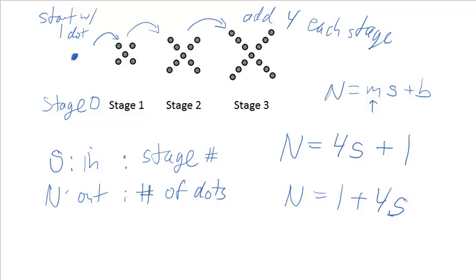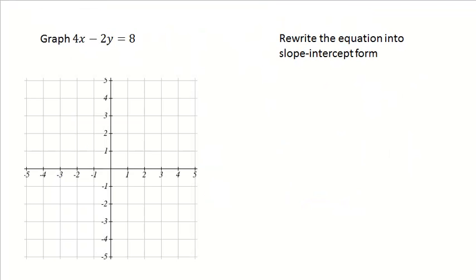In fact, I think this is a little more intuitive. We start with 1 and we increase by 4 each time. Okay? And so look at all this stuff that we can do with linear equations, and this is just giving us another way to think about it. Okay, so now let's try something a little different. Here's an equation, 4x minus 2y equals 8, and we want to graph that.